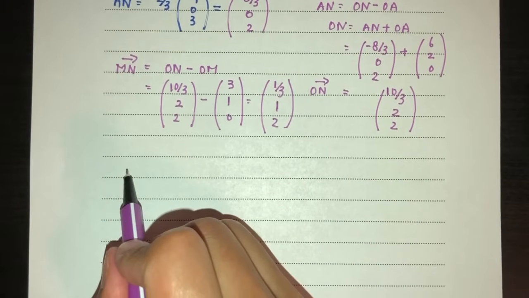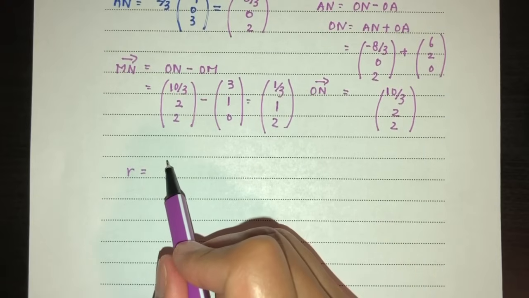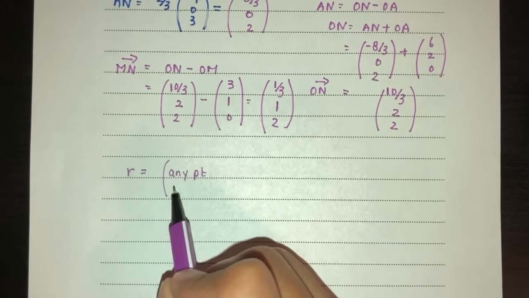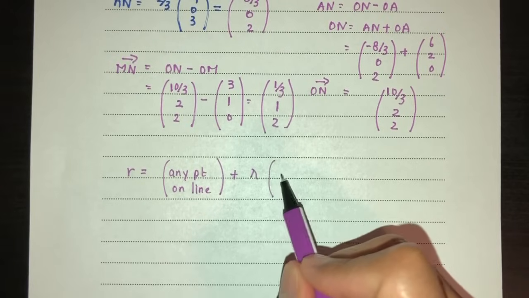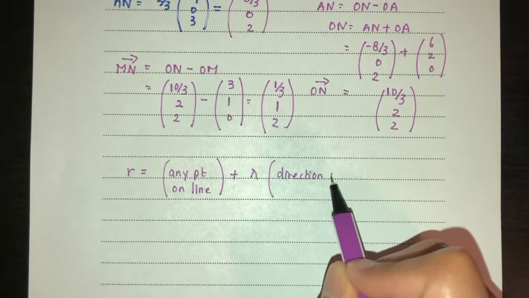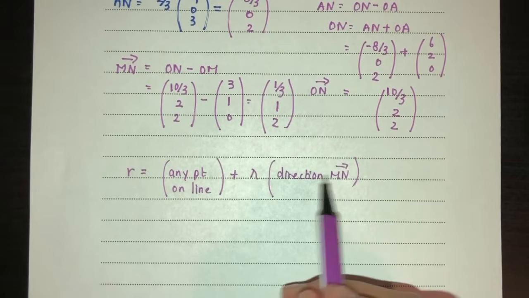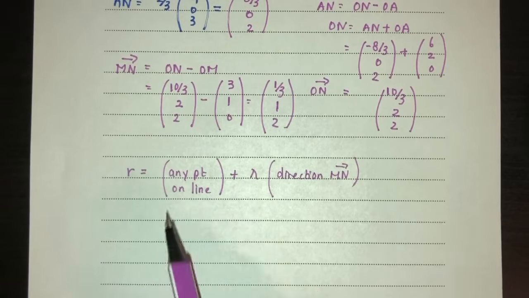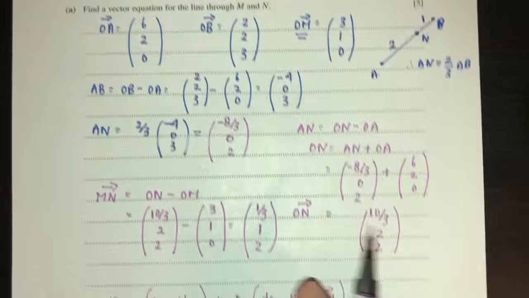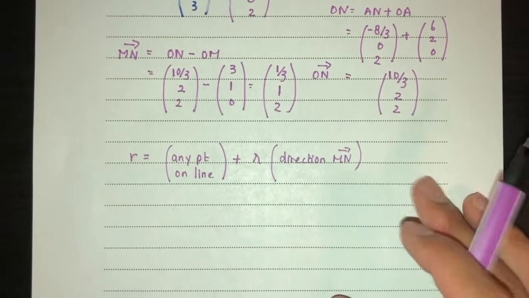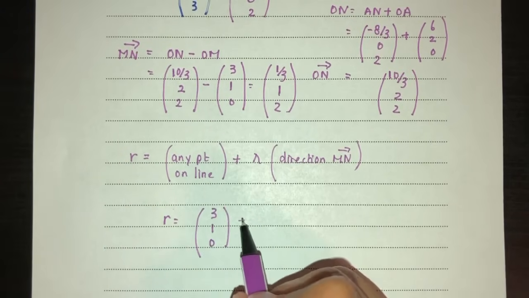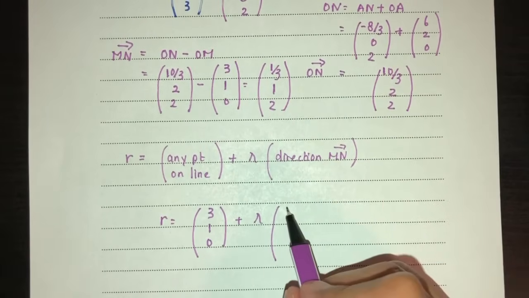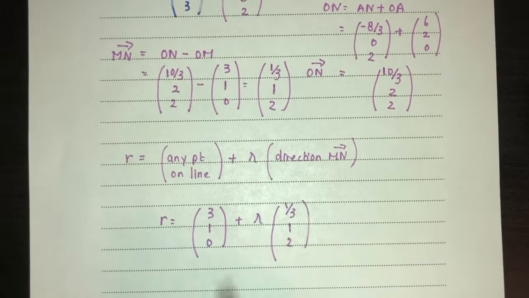R, any point, is equal to any point on the line, plus a multiple, we call this lambda, times the direction of the line MN. We have found the direction already. And any point on the line, we can choose any point. You can choose M or you can choose N, it is up to you. So I will choose the point M. So R will be equal to M, which is (3, 1, 0), plus lambda times the direction MN, which is (1, 3, 2). So this will be your equation of line for part A.